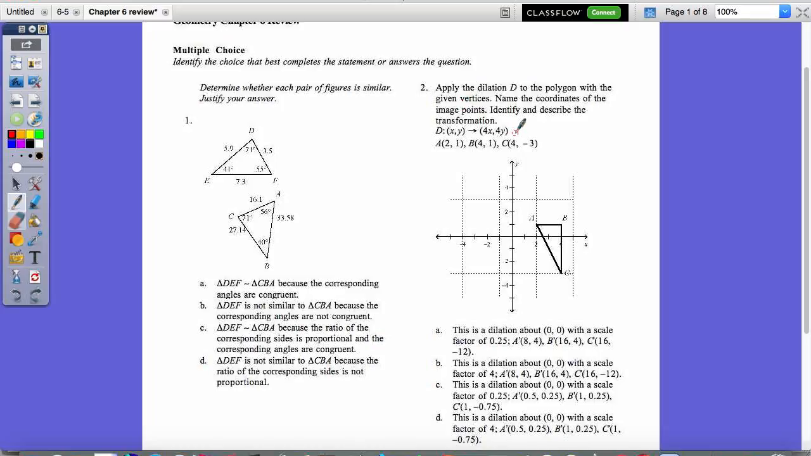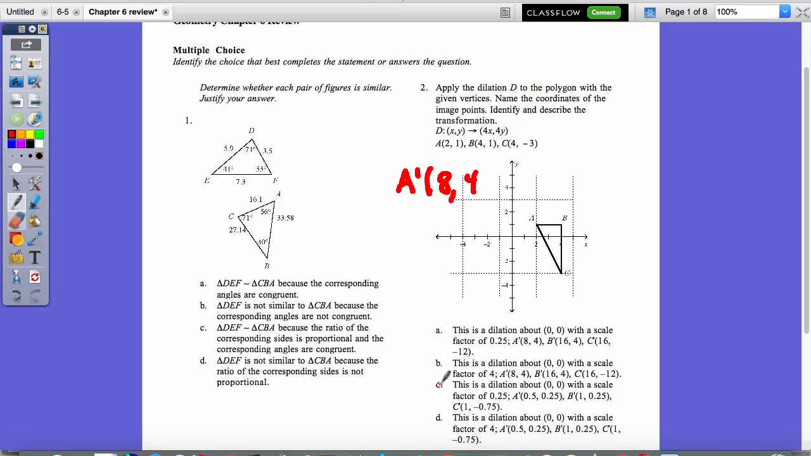Number 2, apply the dilations to the polygon with the given vertices, name the coordinates. So we're multiplying each by 4. So A prime is going to become 8, because 2 times 4 is 8, 4.